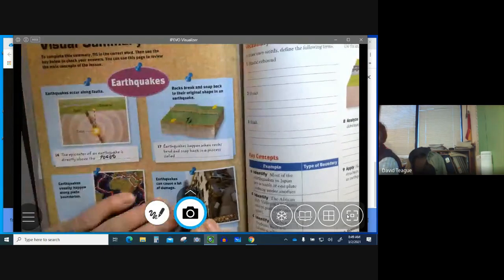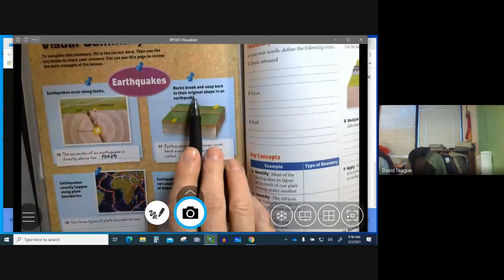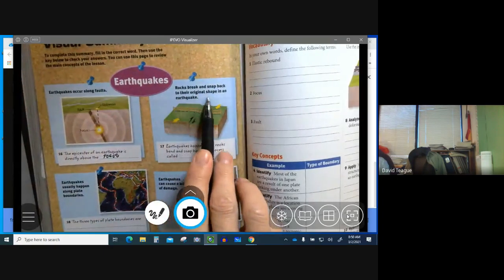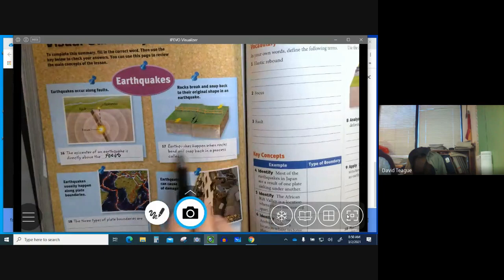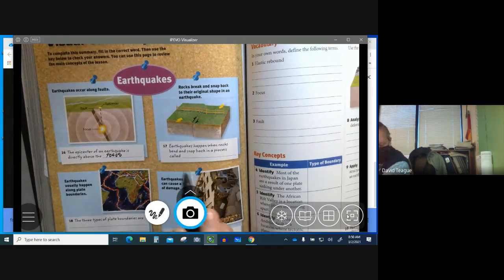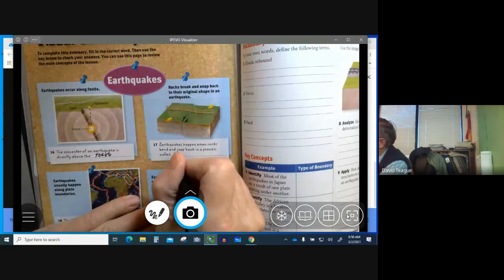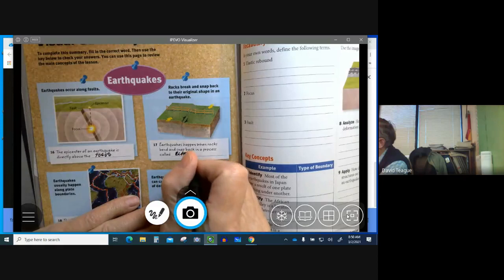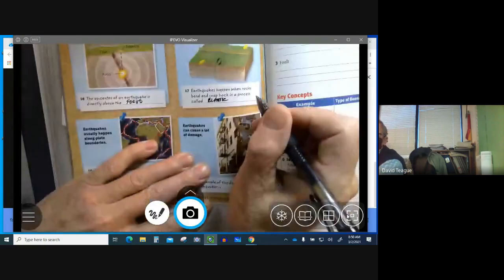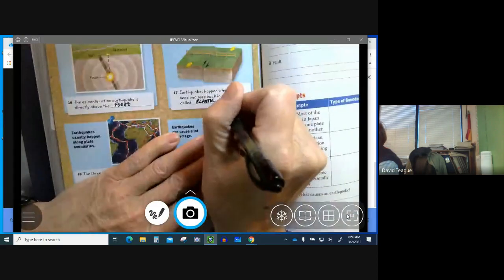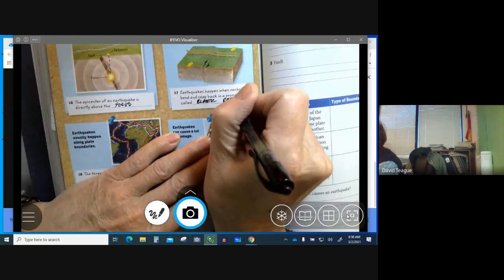Okay, number 17, rocks break and snap back to their original shape in an earthquake. Earthquakes happen when rocks bend and snap back in a process called elastic rebound.